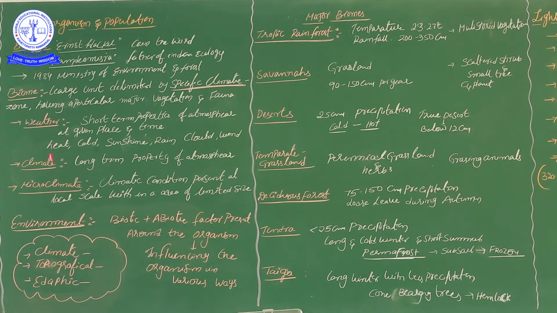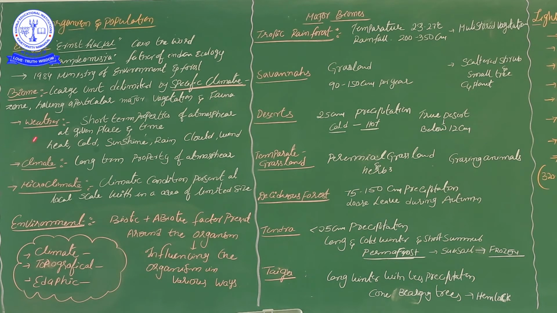When you understand the meaning of these three words, we can say what the climatic conditions of a particular biome are. So here comes weather. Weather is a short-term property of the atmosphere at a given place and a given time. Nothing but today, at a particular time, at a particular place like Namakkal, what is the condition of the climate, that tells about the weather.